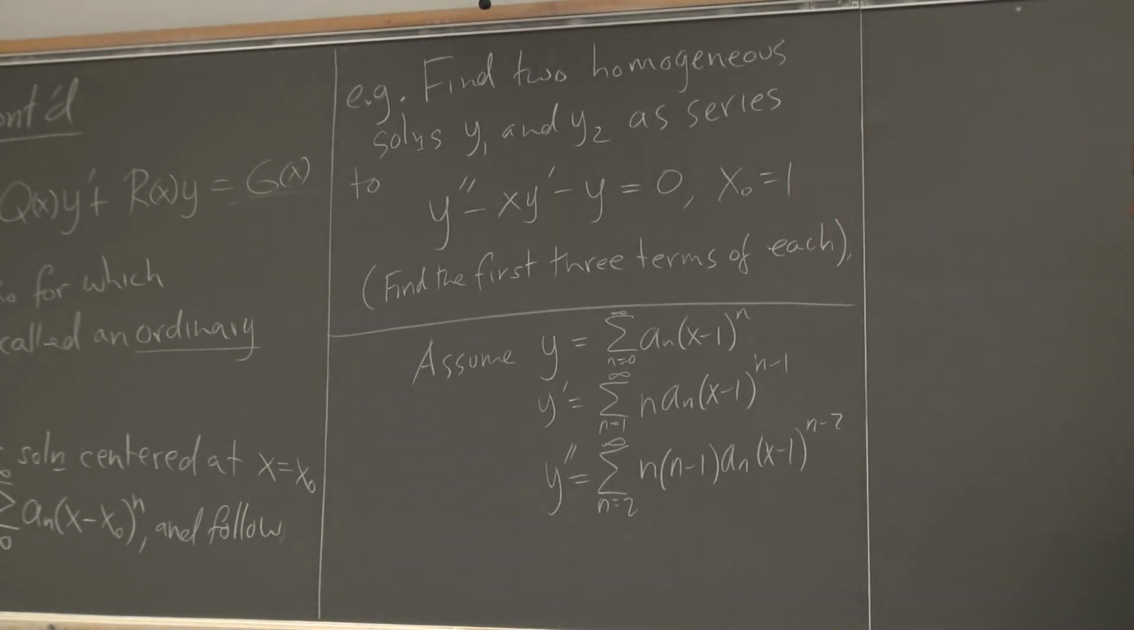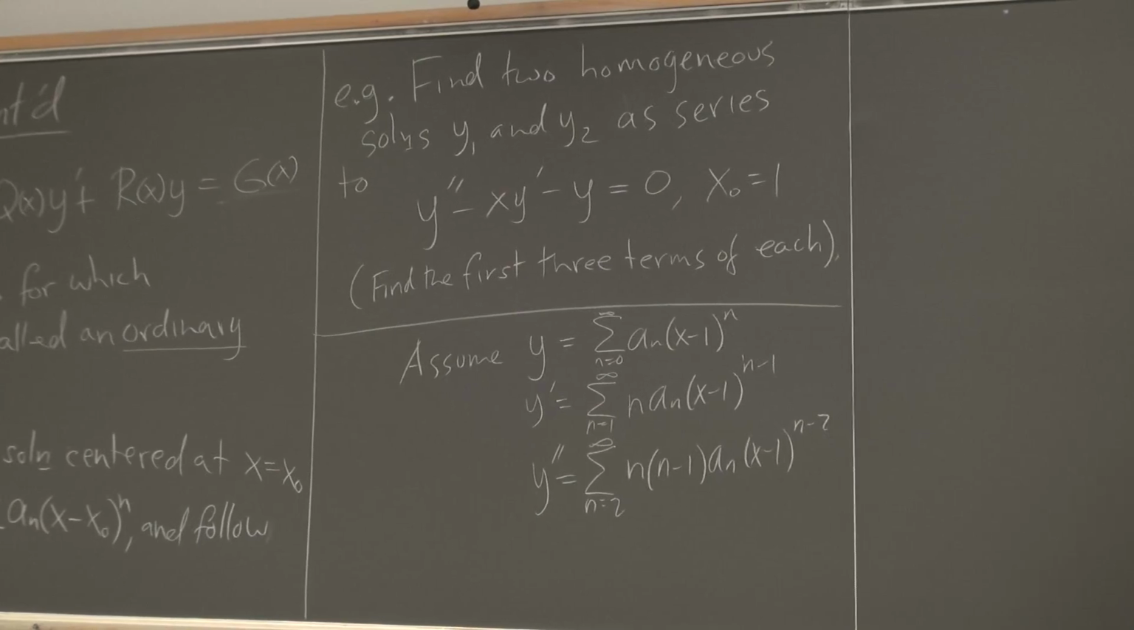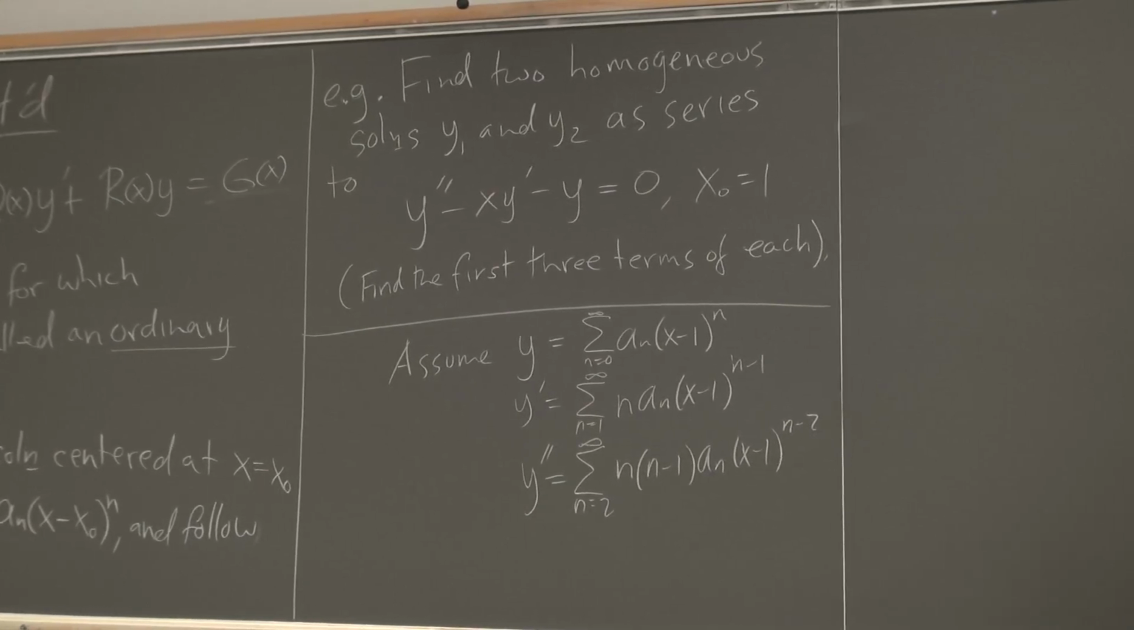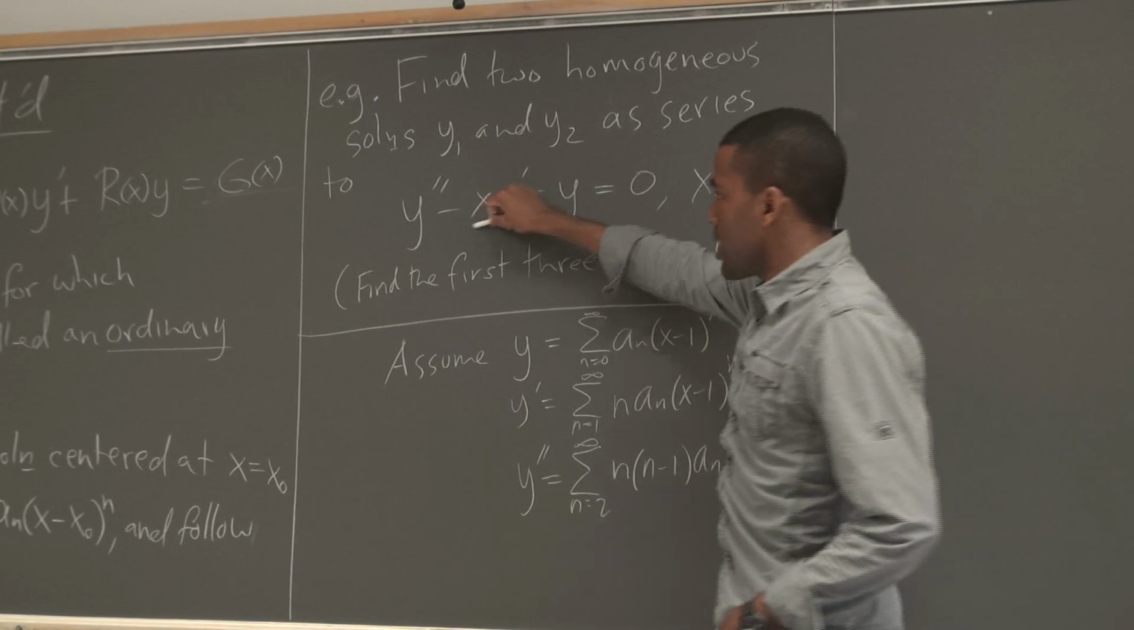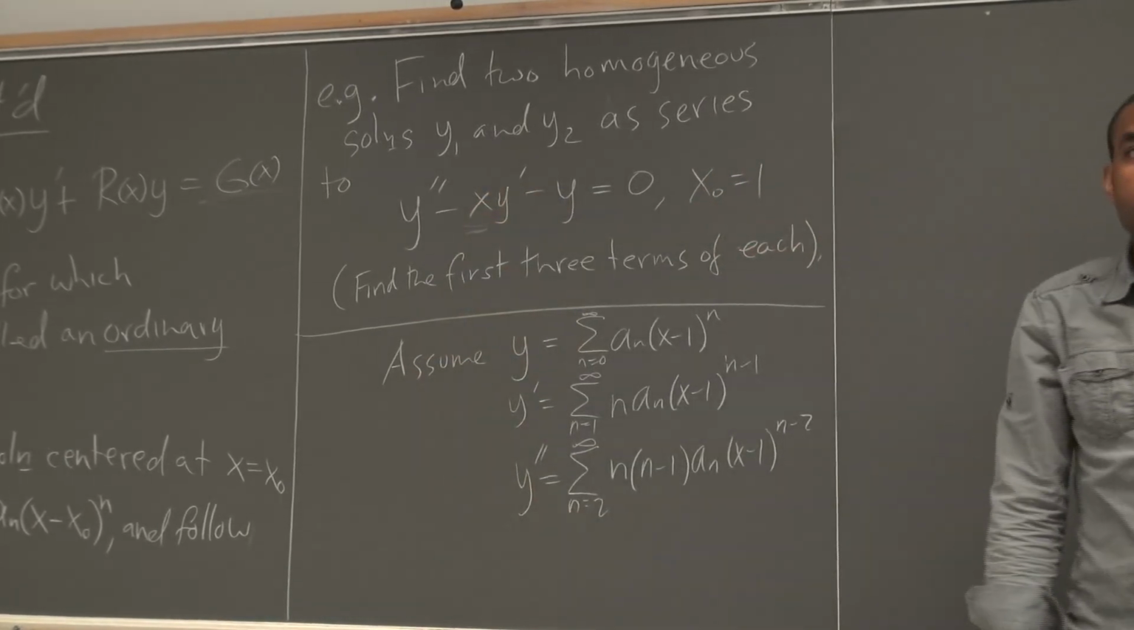Now we want to plug this into the differential equation. Does anyone see a problem so far? Because there is actually one staring us in the face. Just an x. There is an x. Why is that a problem that there is an x?